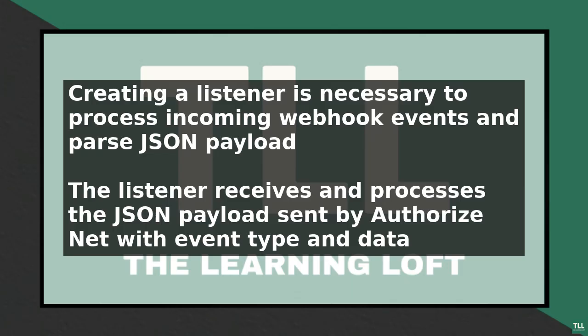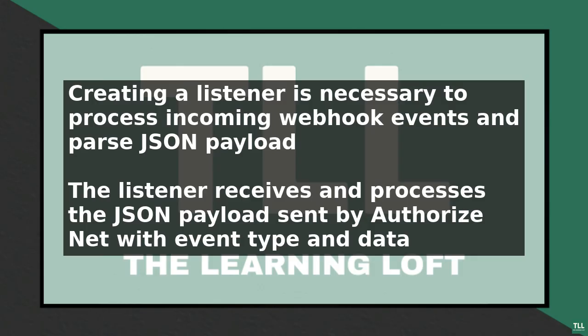The list of Authorize Net webhook events includes net payment settlement, refund issued, chargeback issued, chargeback settled, chargeback reversed, subscription created, subscription updated, subscription canceled, payment failed, payment profile created, payment profile updated, payment profile deleted, and customer profile created.